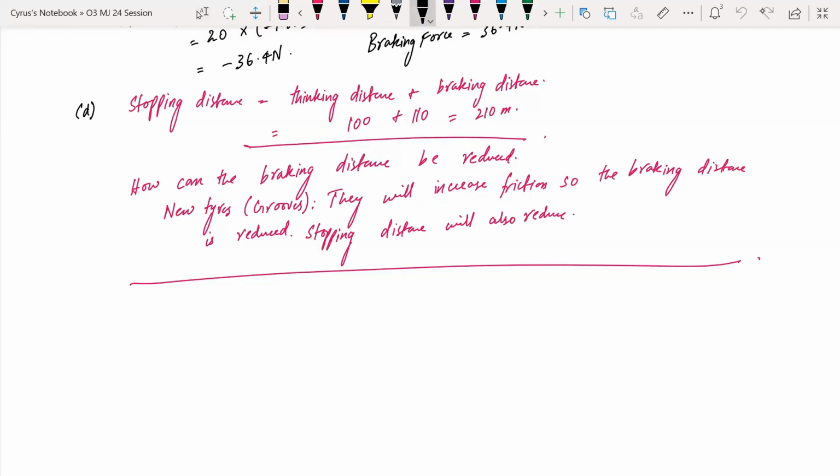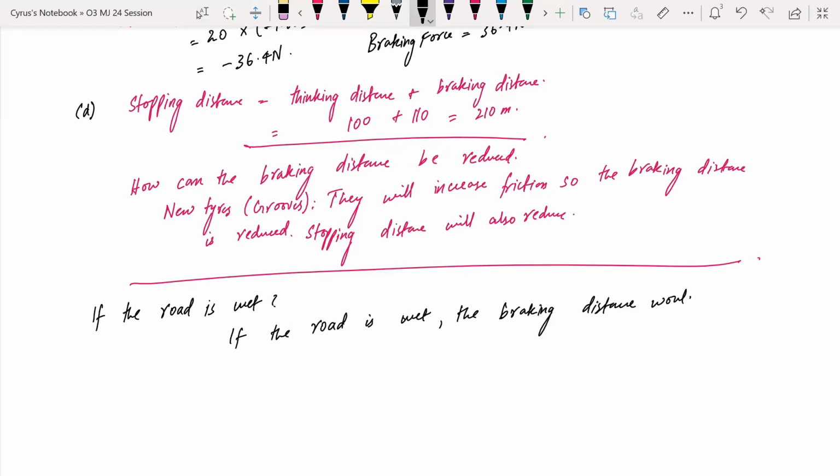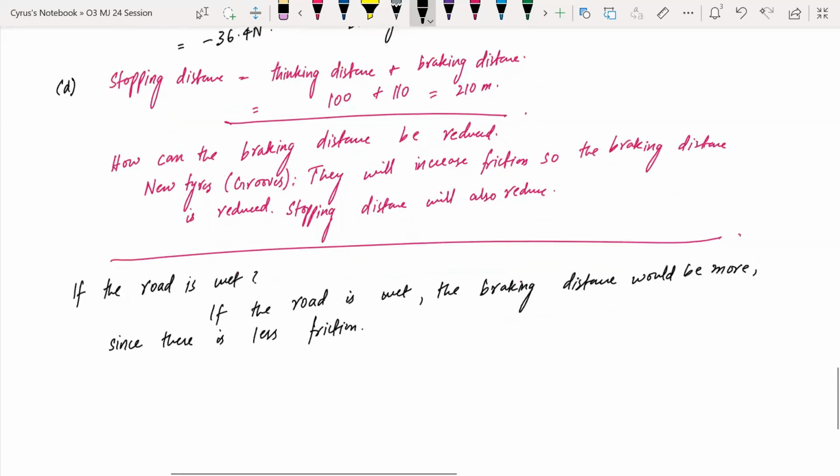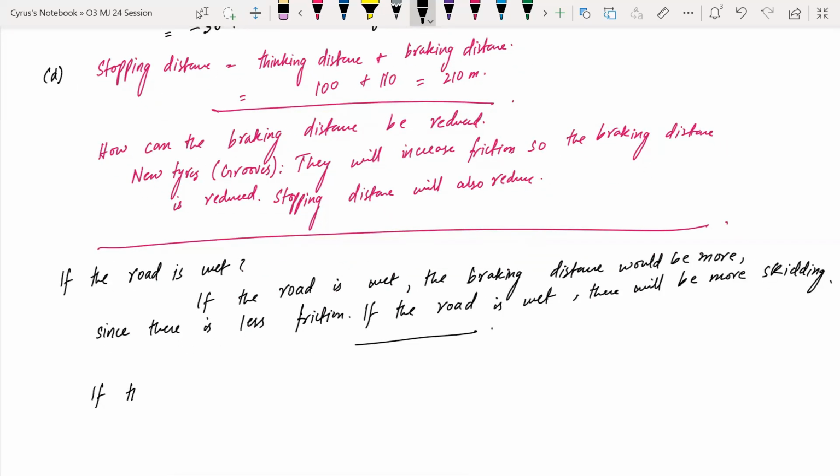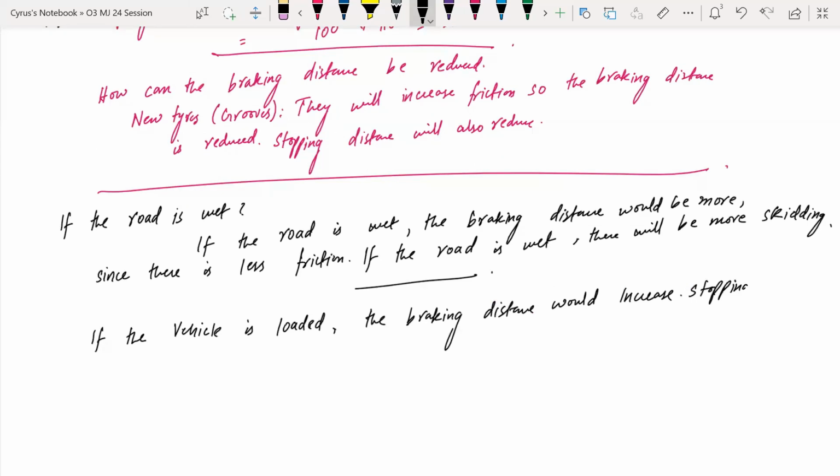So if the road is wet, what happens is the braking distance will be more, since there is less friction. Okay? If the road is wet, there will be more skidding as well. So if the vehicle is loaded, the braking distance would increase. Stopping distance will also increase.